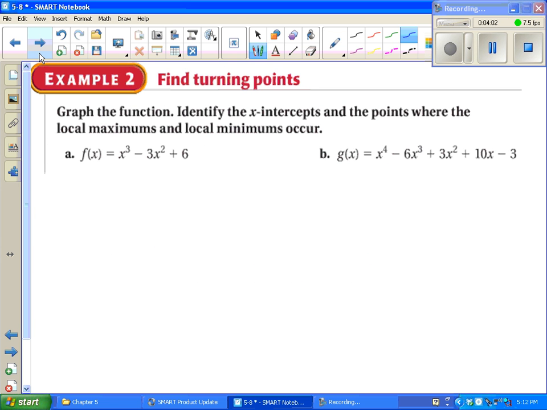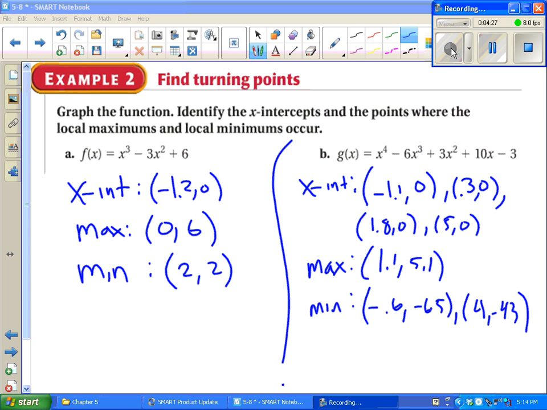So next it says graph the function, identify the x-intercepts and the points where the local maximum and local minimums occur. We could try to do this by hand, but the intent for this problem is to practice with the graphing calculator. So go ahead and look at the graphing calculator supplement and see if you can come up with the same numbers I'm coming up with on this. And it turns out we have quite a few x-intercepts on part B, and we also have 2 minimums on part B.